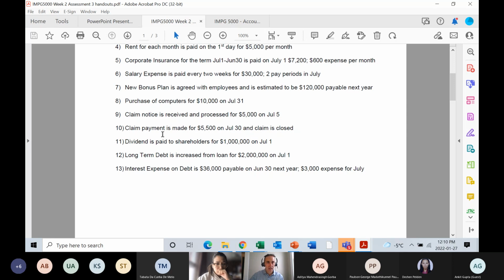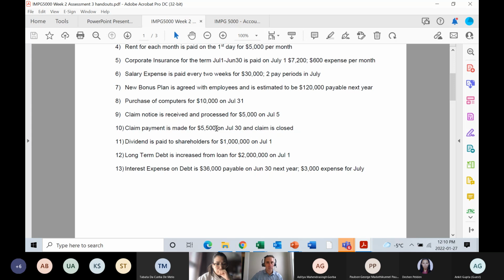Number 10, now we're saying a payment is made. You'll notice it's a different amount. We originally thought the claim was going to be for $5,000, but by the time the adjuster reviews the file and makes the final payment, the claim payment is something more.